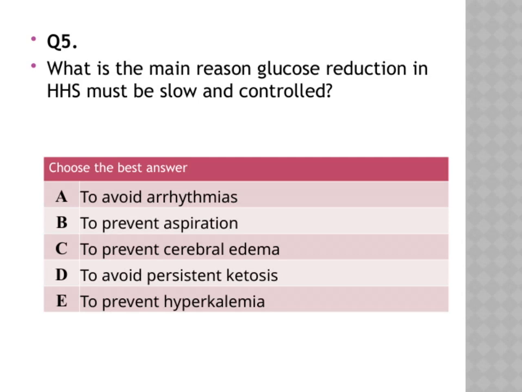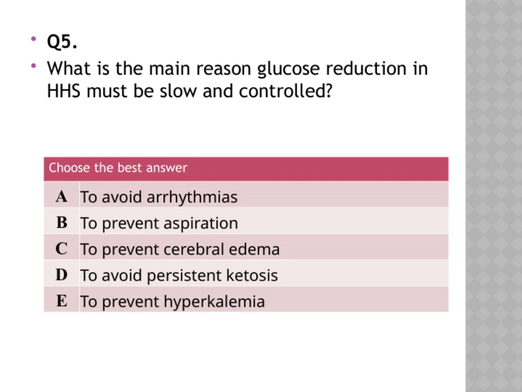Now, let's consider why it's crucial to reduce glucose levels in HHS slowly and in a controlled manner. The main reason, which aligns with the options on the slide, is to prevent serious complications. Specifically, the correct answer here is D, to avoid persistent ketosis. Rapid shifts in glucose levels can cause a sudden osmotic change, leading to cerebral edema, which can be very dangerous.